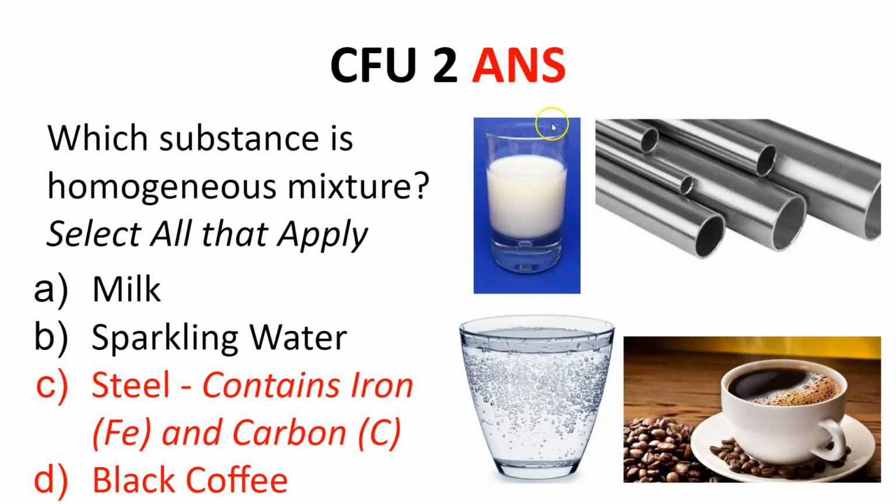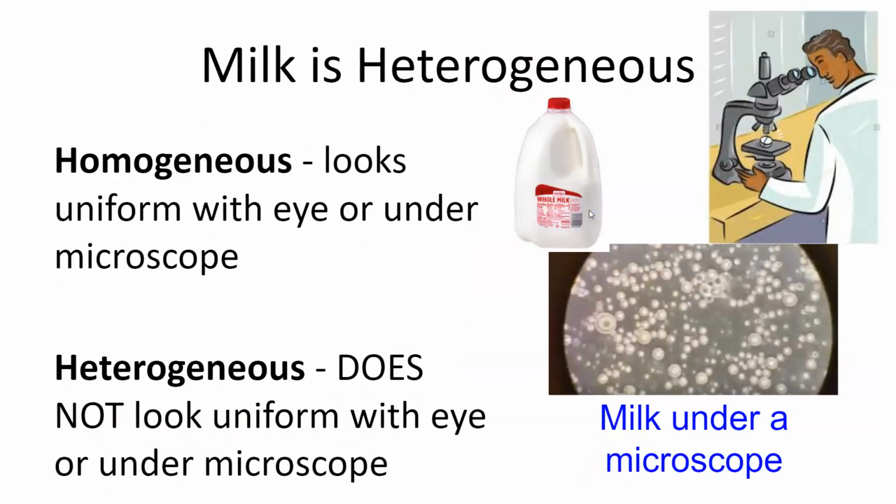Now you might be wondering, well, what about milk? It looks like one thing. Well, remember, a homogeneous mixture looks uniform with our eyes or under a microscope. And if you take milk and put it under a microscope, you can actually see the fat globules and then this clearer liquid. That is a heterogeneous mixture because you can see the different parts. So milk, if you put it under a microscope, is heterogeneous.